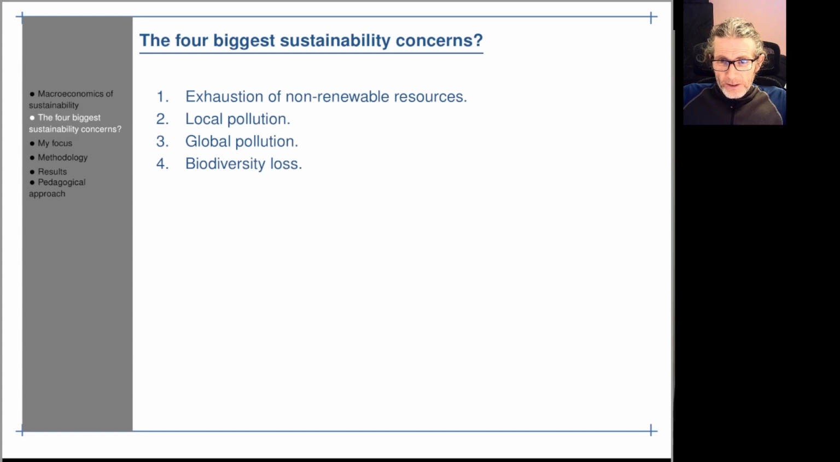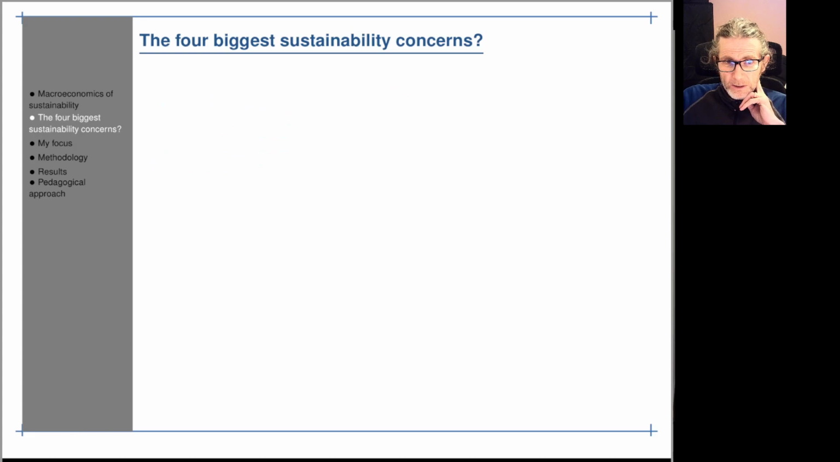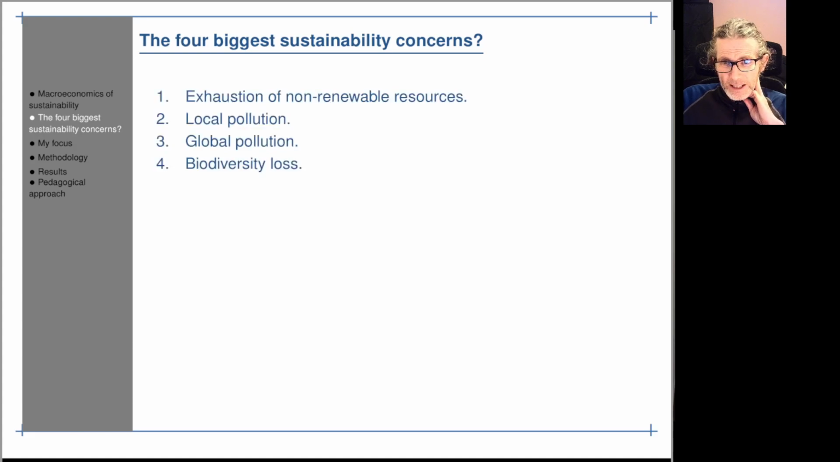And finally, the coming concern, which has shot up the agenda in the last 10 years or so, rapidly catching up with climate change, is biodiversity loss. So that's my list of the four biggest concerns, and not surprisingly, we're going to talk about them in the course.